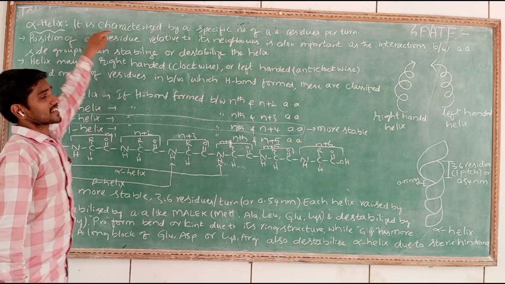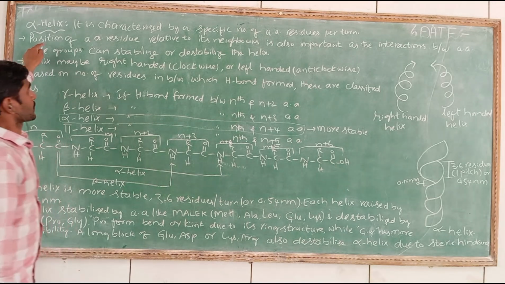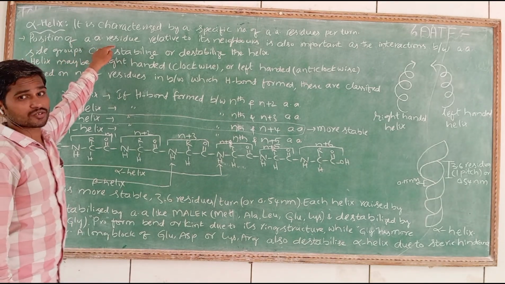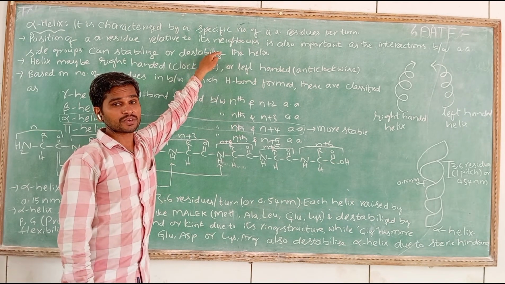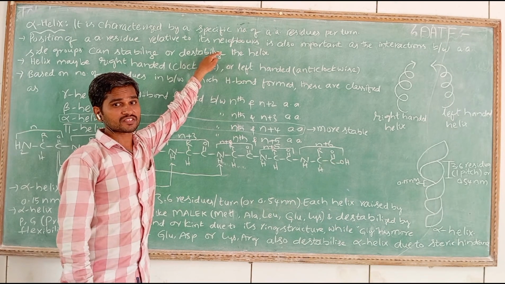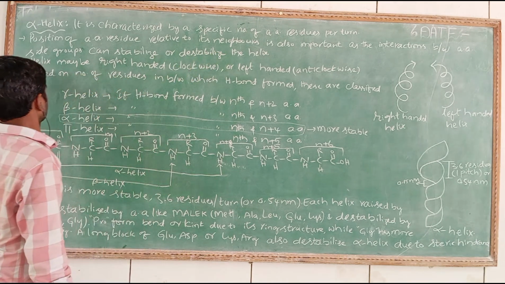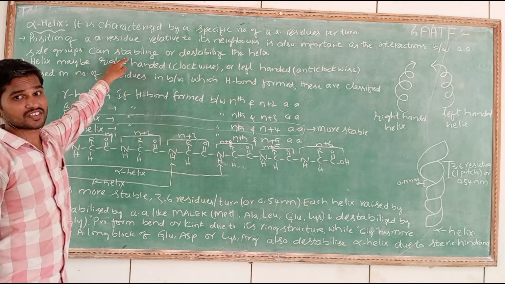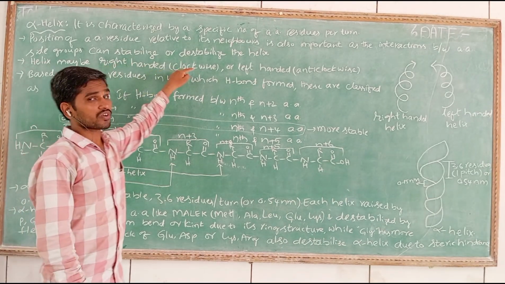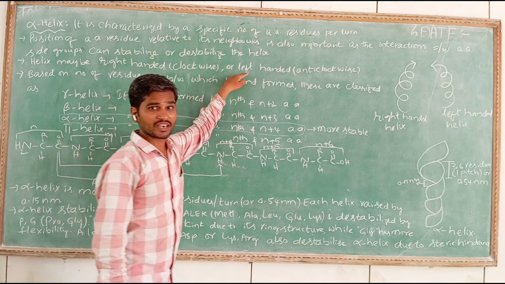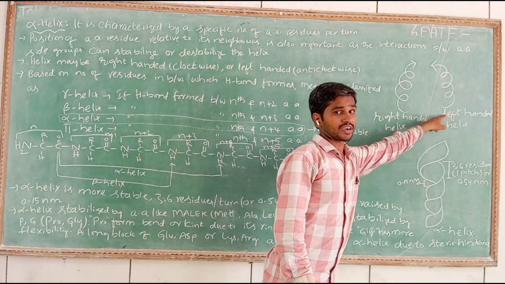Alpha-helix is characterized by a specific number of amino acid residues per turn. The positions of amino acid residues relative to their neighbors are also important, as the interactions between the side groups of the amino acids may involve either repulsion or attraction, that is, they either stabilize or destabilize helix formation. A helix may be right-handed, in the clockwise direction, or left-handed, in the anti-clockwise direction. This is a right-handed alpha helix, and this is a left-handed helix.